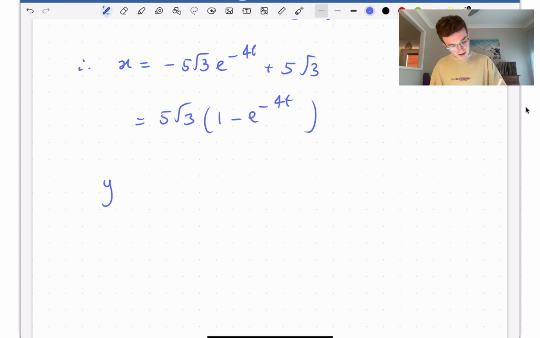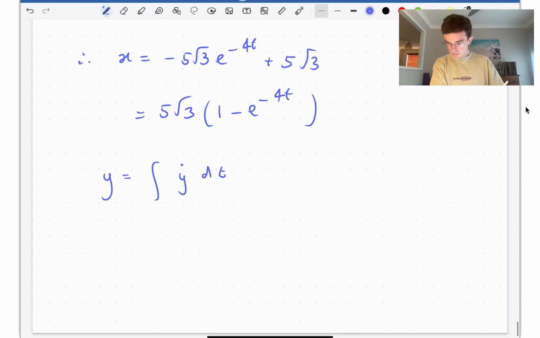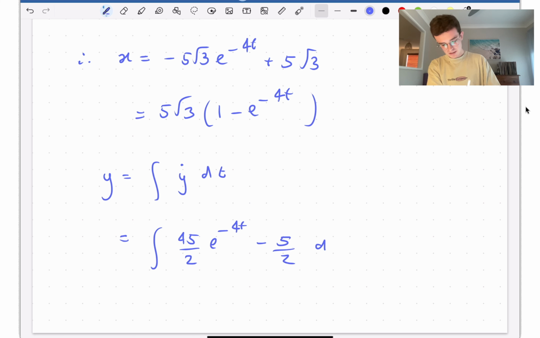Now we do know y is the integral of y velocity. The integral of velocity with respect to time is displacement. So we're going to integrate 45 on 2, not as pretty to integrate, e to the minus 4t minus 5 on 2 with respect to t.